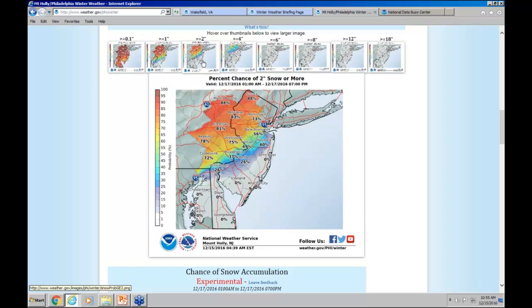What's the chance of seeing 2 inches? Again, you see the probability starting to trim back, still pretty high once you get north of the interstate. The chance of seeing 4 inches: now the chance of seeing 4 inches is pretty much limited to the far north.